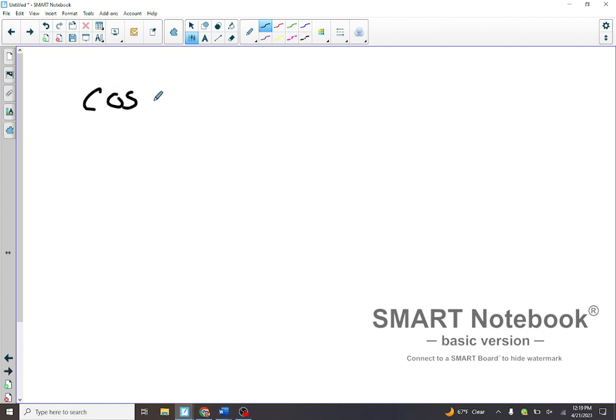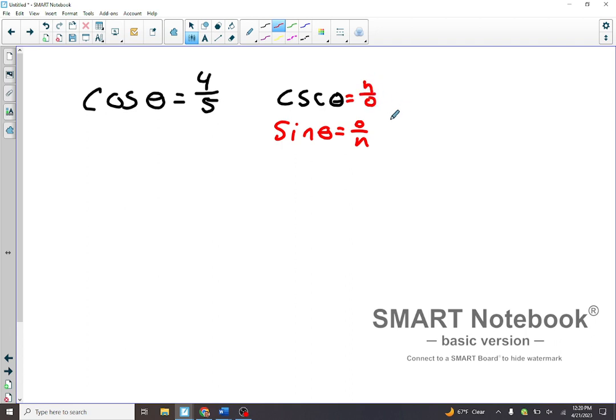If cosine of theta is 4 over 5, what's cosecant of theta? So this one's the same one. Just remember, cosecant is the reciprocal of sine. So while sine of theta is opposite over hypotenuse, cosecant theta is hypotenuse over opposite.